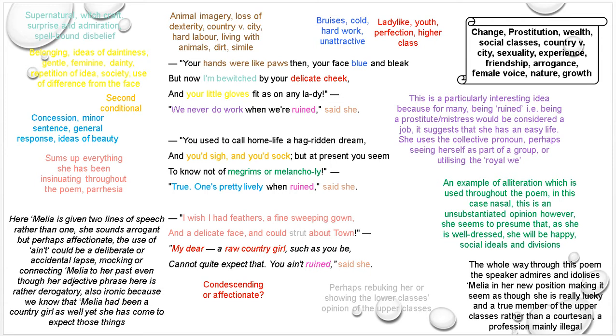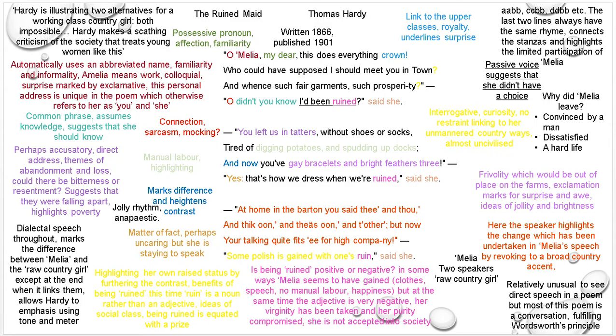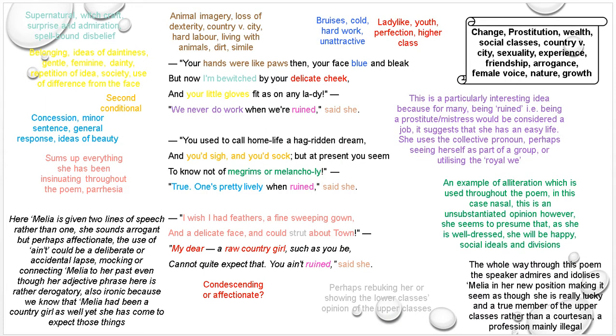Again, "town" is capitalised, so you're bringing in that town versus city, and the desire. And you've got this real irony at the end where she's saying "my dear", so she's returning the affectionate term that she was using in the first place. You've got cyclical, "raw country girl, such as you be." Again, her tone there has changed somewhat. She no longer sounds quite as posh by using "such as you be" with the inversion of grammar.